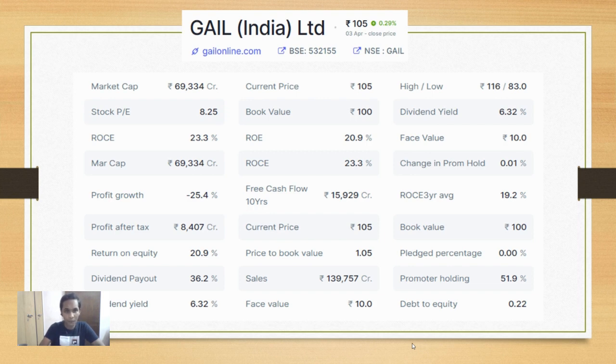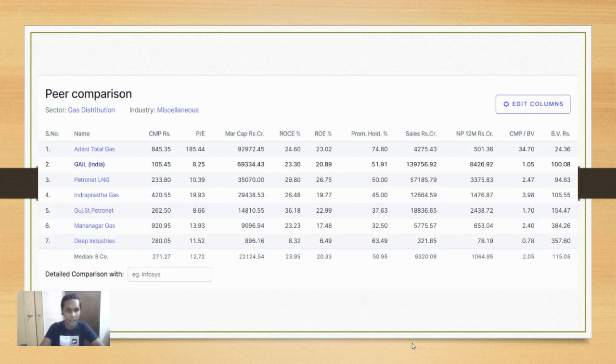This gives us brief information on the ROCE, market capitalization, ROE, pledge percentage and promoters holding of Gail India Limited. Using this information, we can see that the PE ratio of Gail India Limited is 8.25 and it is the lowest as compared to all of its peers or competitors. This basically means that it is the cheapest share, the ideal one which we can buy in comparison to all of its peers or competitors.